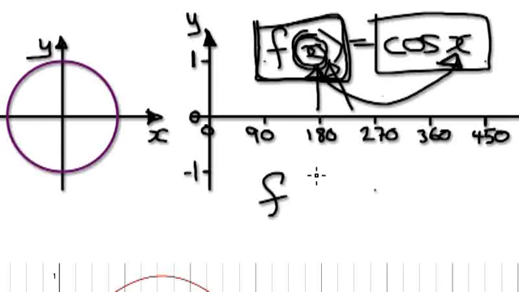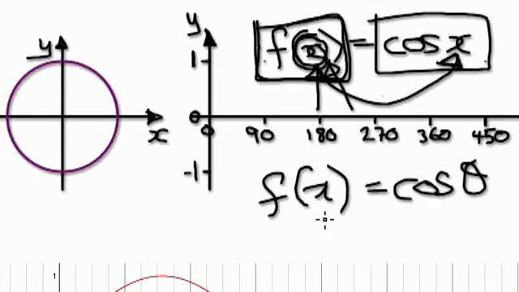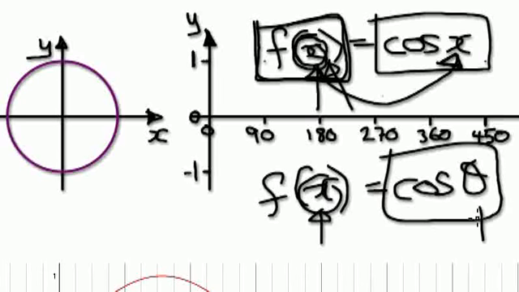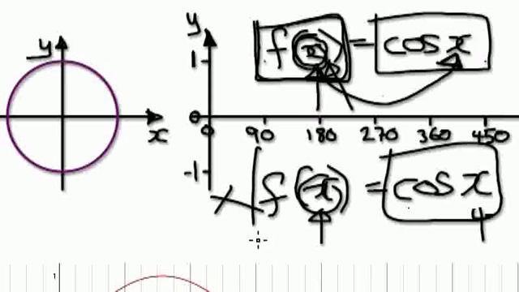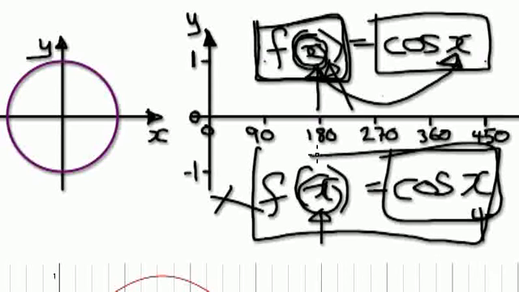You cannot say f of x equals cos theta, because you look at it and see that you've got to do something to the x, but over here there's no x, so this doesn't make sense. That's why I made a mistake earlier. I should have said cos of x. Okay? In the next video, we will look at f of x equals cos of x.